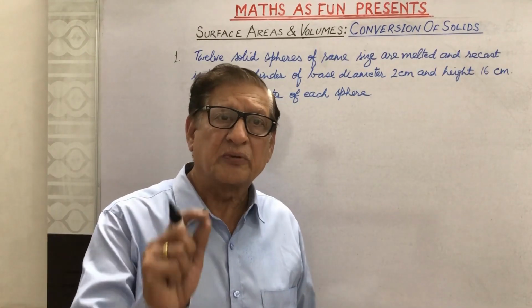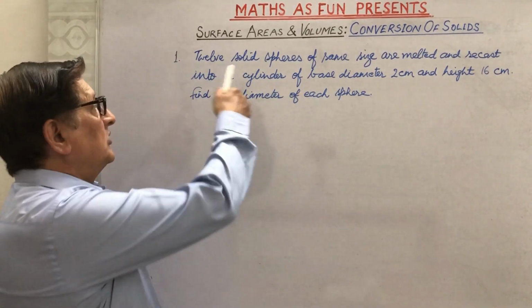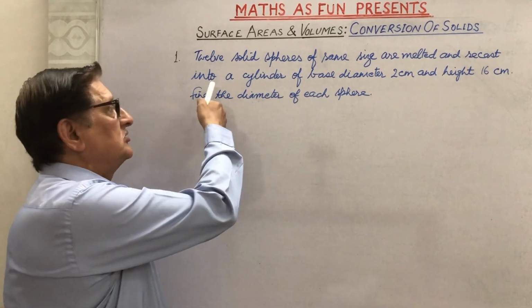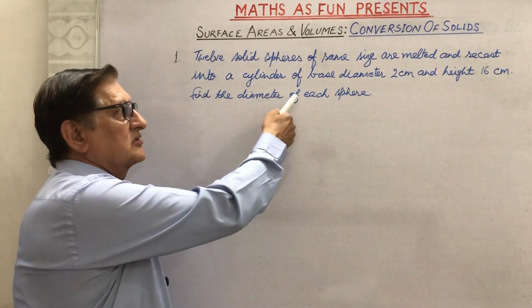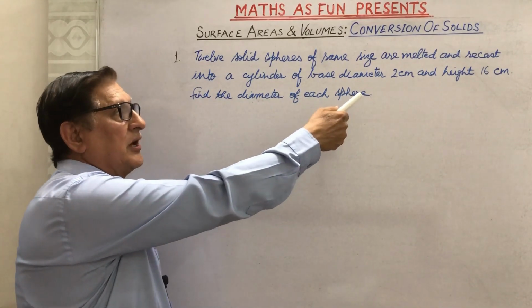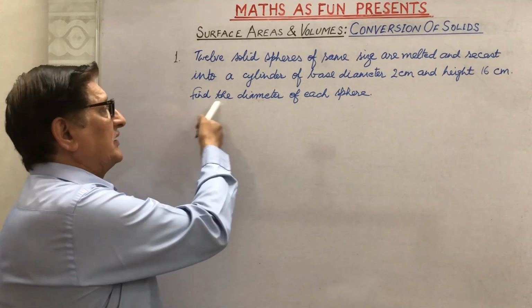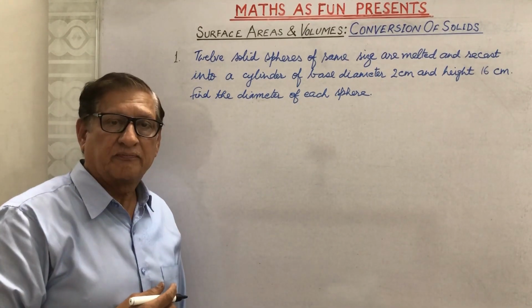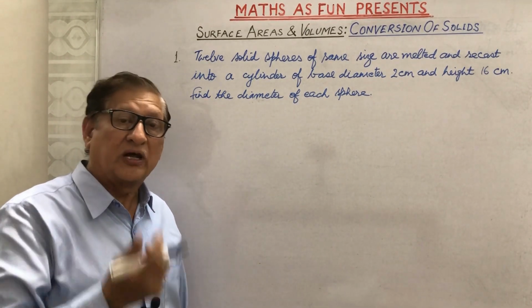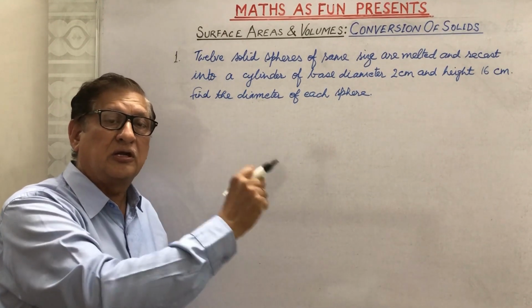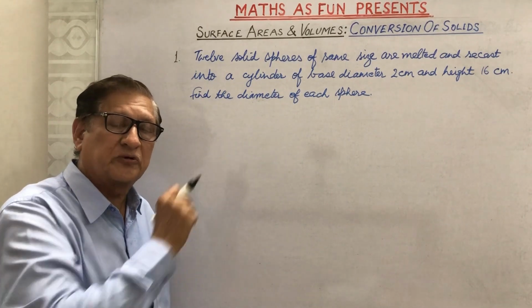The first example we discuss here is: 12 solid spheres of the same size are melted and recast into a cylinder of base diameter 2 cm and height 16 cm. Find the diameter of each sphere. We have to find the diameter, and for that we have to find out the radius. So what we do, we consider the radius of each of the spheres.